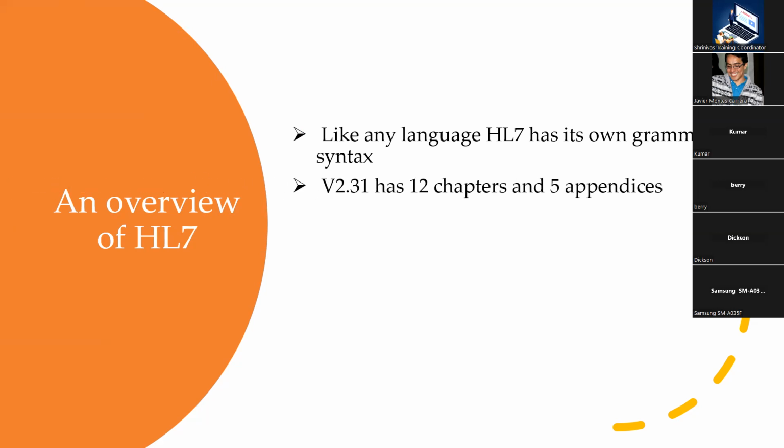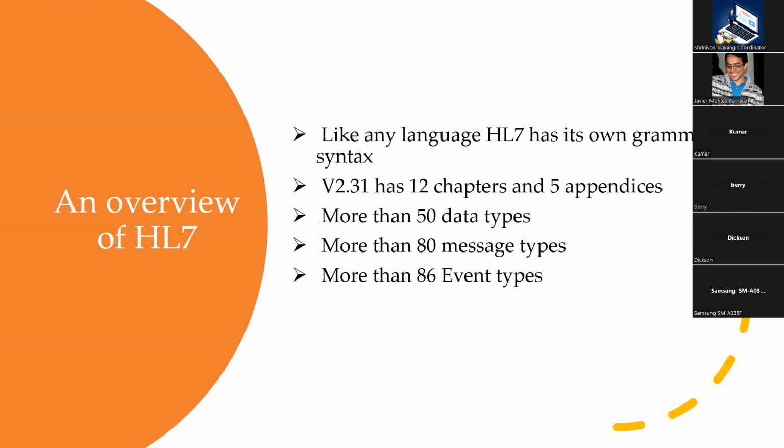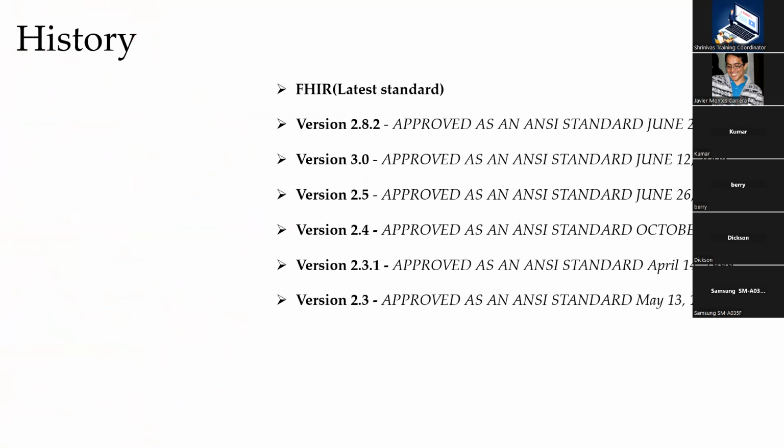HL7 has different versions. 2.3.1 is the most famous version that is used, which has around 12 chapters and 5 appendices. There are more than 50 data types, more than 80 message types, more than 86 event types. We may not relate to them immediately right now because we don't know what these message types, data types, event types are. But these are the things that will help us divide HL7 messaging into different sections. Just to give you an overview. We'll talk more about these entities down the line, where you will get a clear picture. While that happens, let's look at the history of HL7.